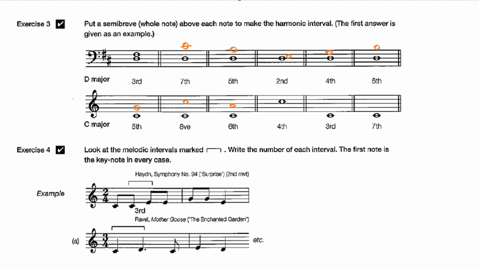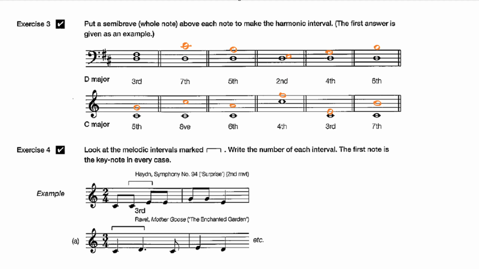A fourth, C, D, E, F. A third, C, D, E. A seventh, C, D, E, F, G, A, B. And there we are. Exercise 3 complete. I could probably draw a slightly better B. Why not? There we go.